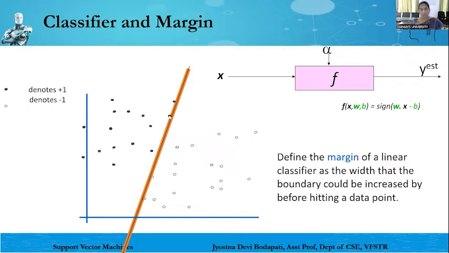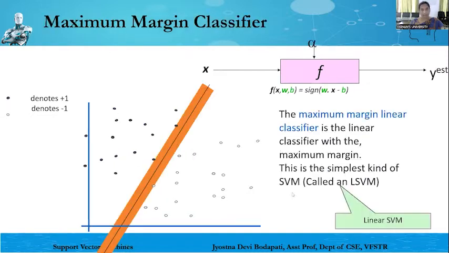So such extension of the boundary till we reach the data points of either of these classes. So that width is the margin between the classes. We can define the margin in the context of the linear classifier as the width of the boundary, which could be increased before it hits any of the data points in the training data. So that's what the margin is.